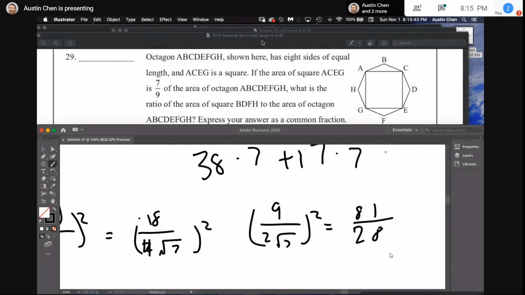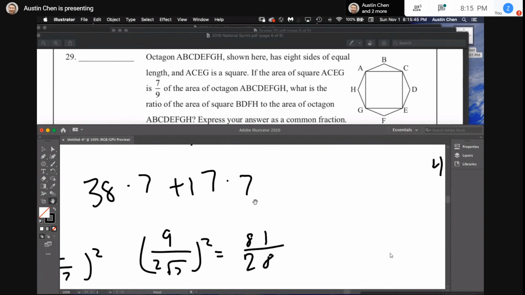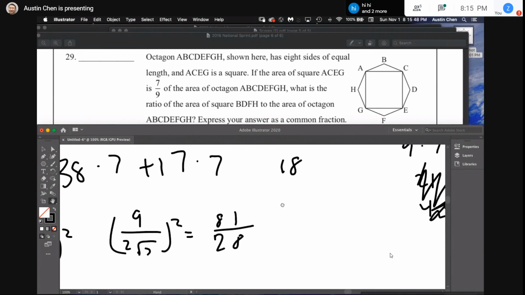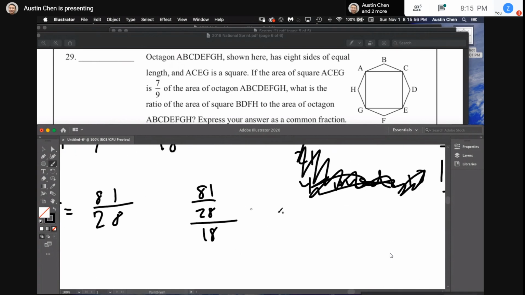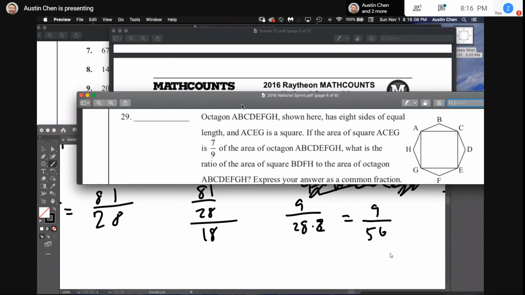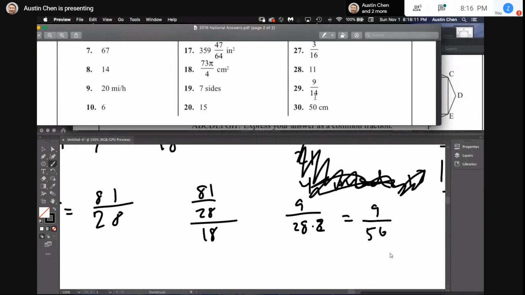Oh, wait, we had to put this over 18, right? So we said our thing was 18. Does that help? I don't know. So it's going to be 81 over 28 over 18. So let's get a 9 out of them. And, or what, times 2. And this is 9 over 56? I don't think that's right. Let me see. 9 over 14.